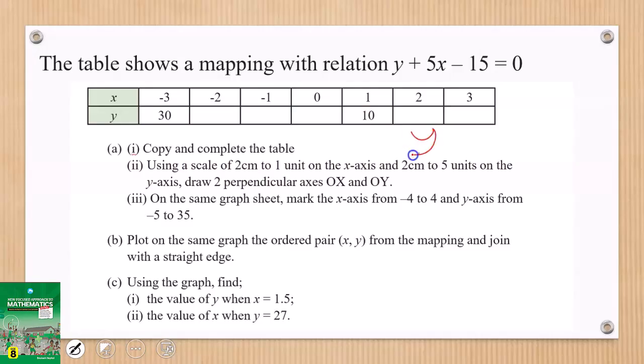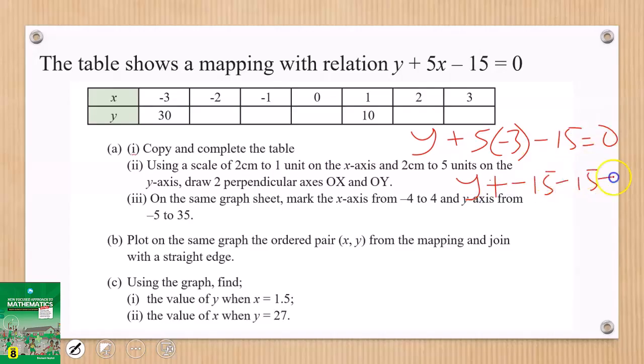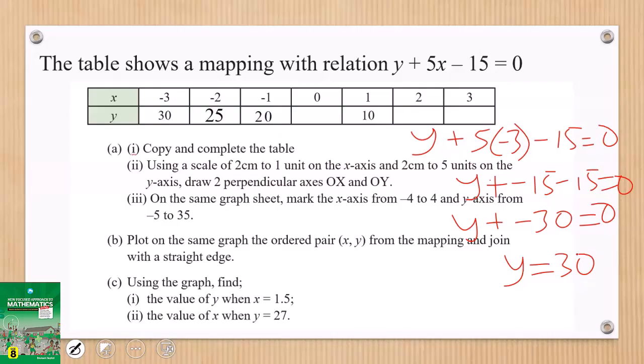Now when x is -3, y will be given as 5y plus 5 times -3 minus 15 equals 0. Again, 5y plus -15 minus 15 equals 0. 5y plus -30 equals 0. When you make y the subject, you get positive 6, so we have 30 over there. Now we'll do the same thing. When you do it for -2, you get 25. -1 will give you 20. 0 will give you 15. Then we have 1 to 10, 2 to 5, and 3 to 0. So go through the calculation, and we get the same answer.